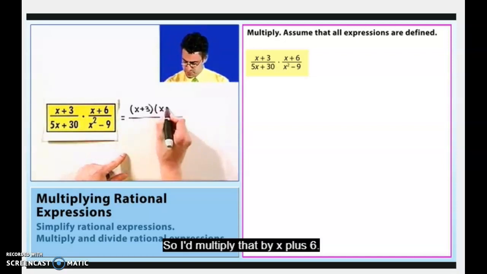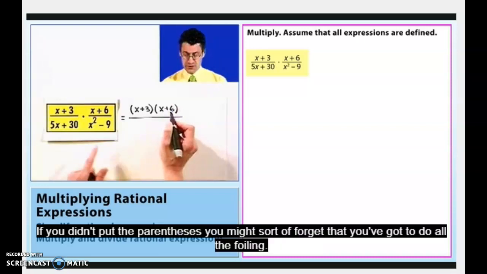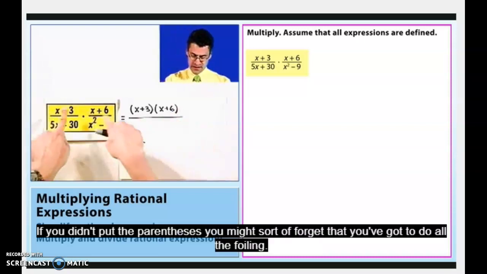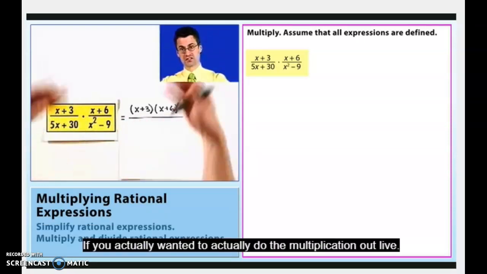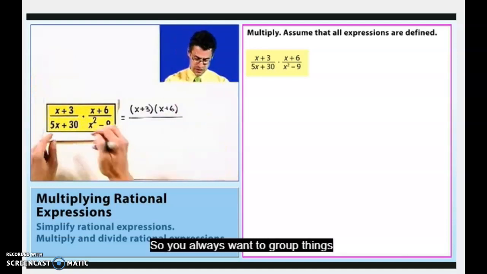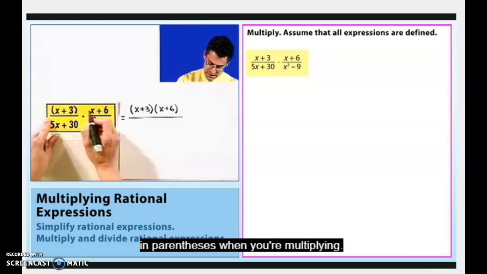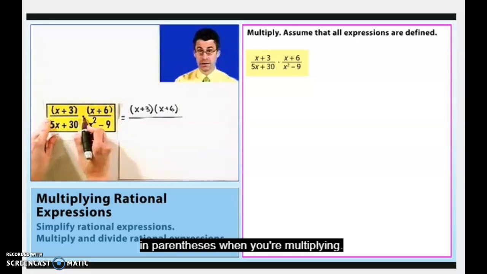So I multiply that by x plus 6. If you didn't put the parentheses, you might sort of forget that you've got to do all that FOILing. You actually want to do the multiplication out loud. So you always want to group things in parentheses when you're multiplying.